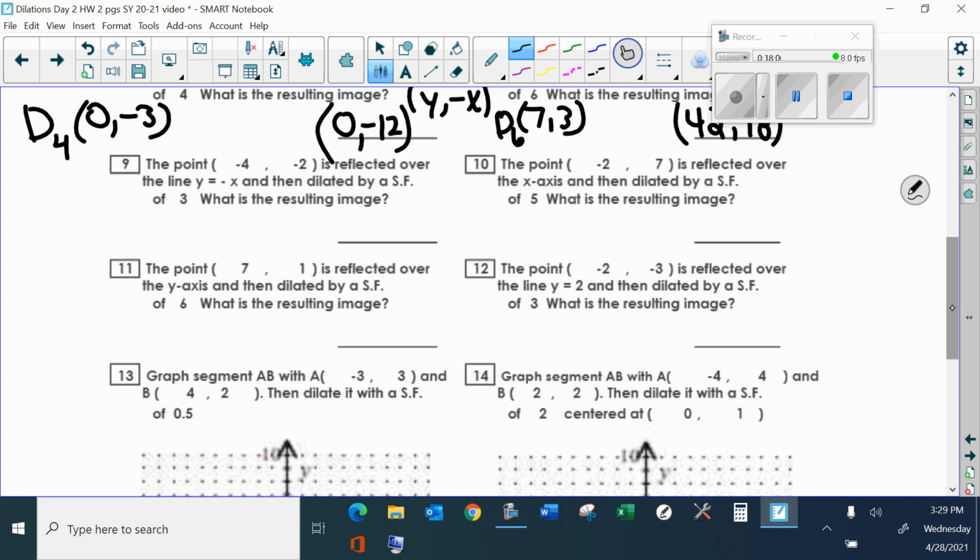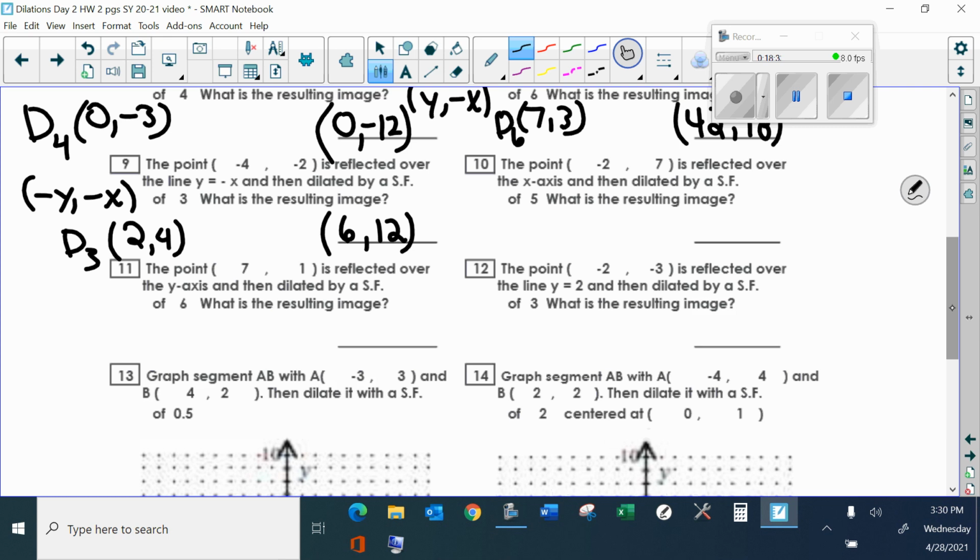Okay, so if you know your rules, this should go by quick, and it's making you have to review rules for the DCAS as well. Reflection over the line y equals -x. That rule is (-y, -x). So I apply that, and I have (2, 4) now, and a dilation of 3, which makes it (6, 12).